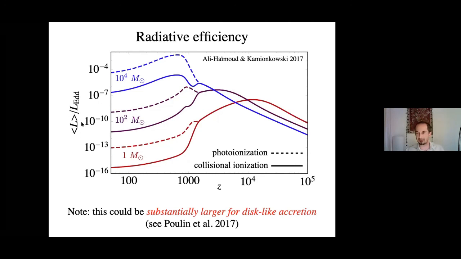Again, this averages over relative velocities as a function of redshift. And again, this luminosity actually can be substantially larger if you assume typical efficiencies for disk-like accretion. But the issue here, and you should make sure to ask this to Vivian, is to prove to you beyond reasonable doubt that primordial black holes do form a disk.